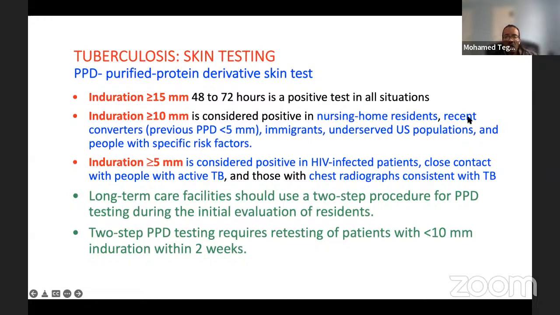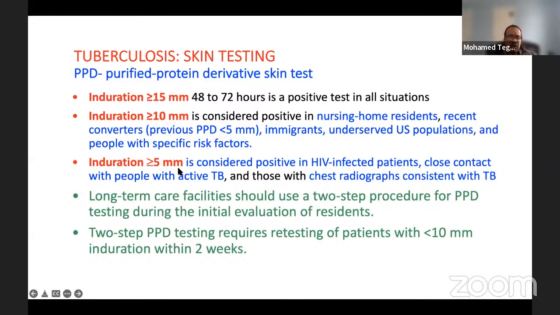nursing home residents. Recent converters, meaning that the patient had an induration less than 5 millimeters, and then you have to repeat the skin test later, as we will mention in a minute, as well as immigrants with induration more than 10 millimeters, and the underserved US population, especially in poor neighborhoods or poor communities. Prisoners as well can fit under this category, as well as people with the risk factors I just mentioned in the previous slide.